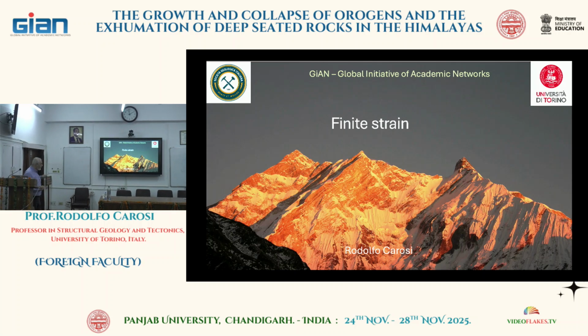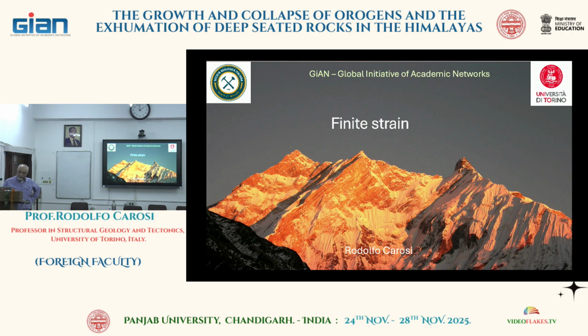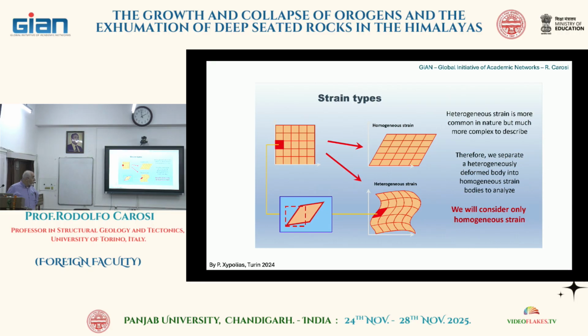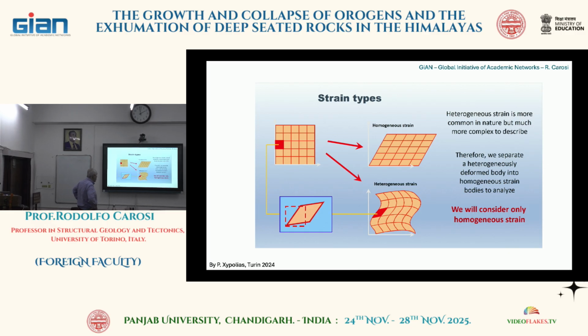Now we will speak about finite strain with some practical exercise. Okay, as you know about the deformation, strain is quite heterogeneous. We have observed this heterogeneity in crustal scale shear zones. For example, the horizontal shear zone has a deformation concentrated in a high strain shear zone to the north in Variscan Belt in Sardinia. To the south, the deformation is characterized by folds.